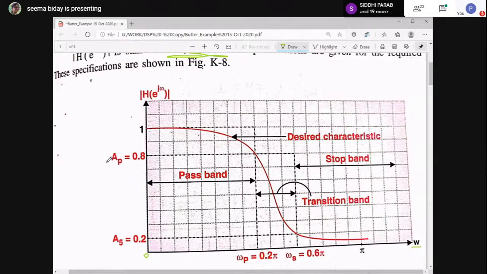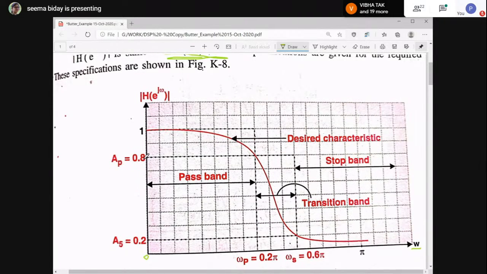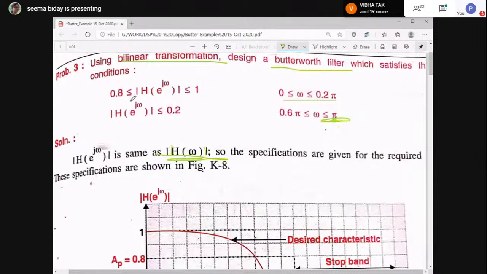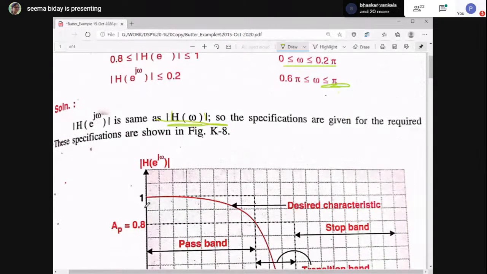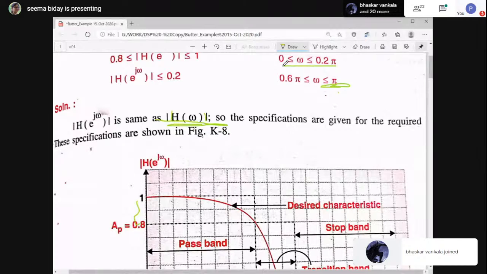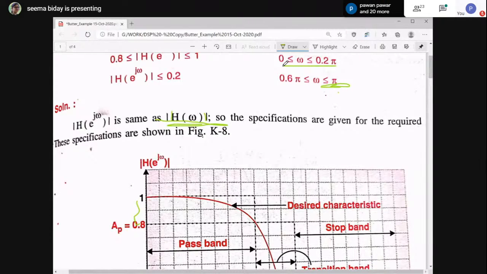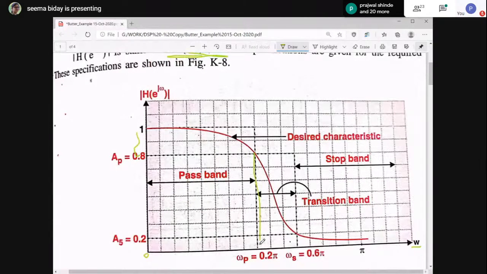So now see what is given. The magnitude remains between 1 and 0.8. It is less than 1, greater than 0.8, in the range 0 to 0.2π. This is how we first have to draw the diagram.